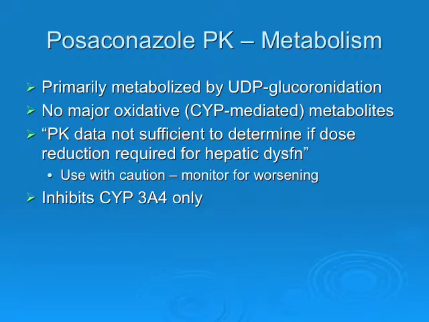The other thing I wanted to note is that posaconazole inhibits CYP3A4 only, so it doesn't affect 2C19 or 2C9. So again, this is kind of going back to where I was talking about. Fluconazole inhibits multiple isozymes like voriconazole, although voriconazole is a little more potent than fluconazole at it. Posaconazole and itraconazole both are specific to 3A4.